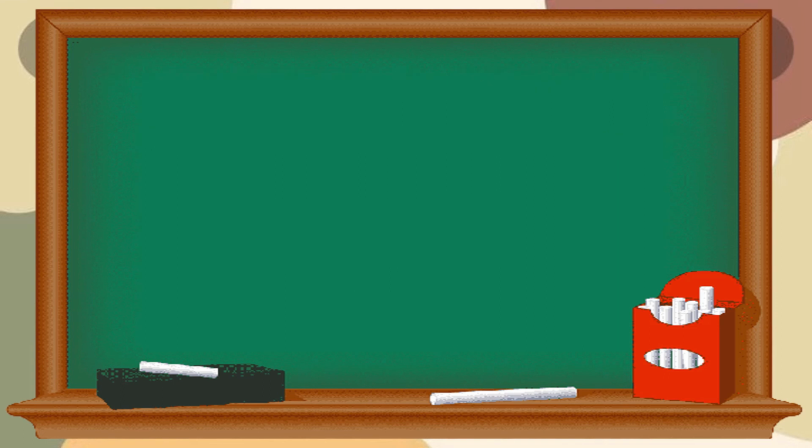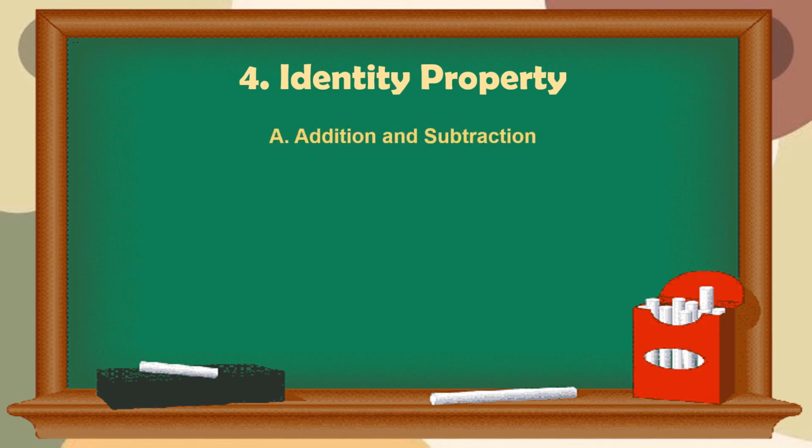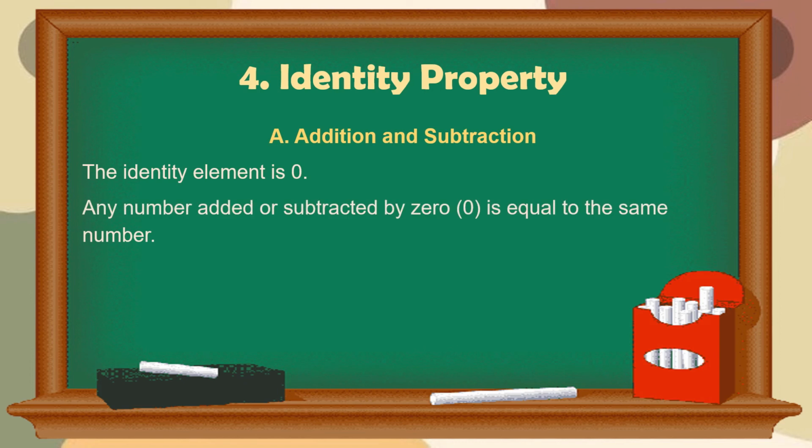The last property of operations is identity property. In addition and subtraction, the identity element is 0. Any number added or subtracted by 0 is equal to the same number. Let's have these examples. 13 plus 0 is equals to 13. 18 minus 0 is equals to 18.